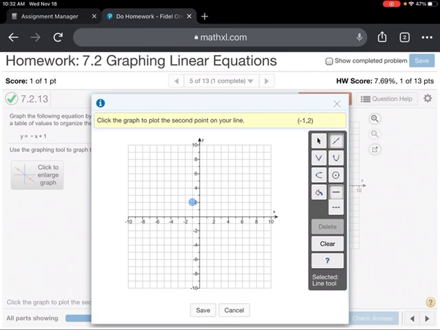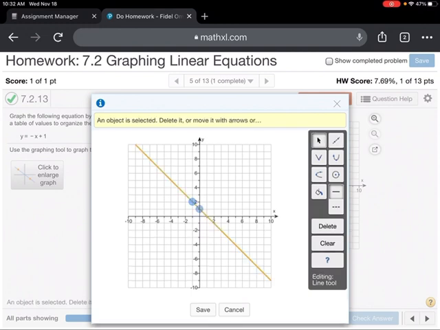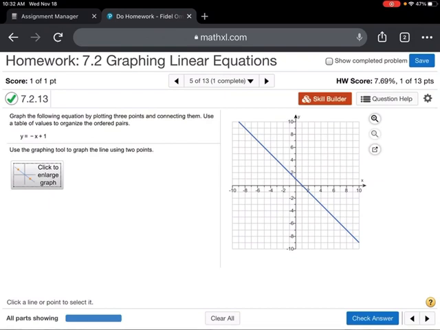And then when we plugged in 0, we came up with a +1. And it's only going to let me plot 2 points. So at this point, I'm just going to go ahead and hit save. And I'm going to check my answer.